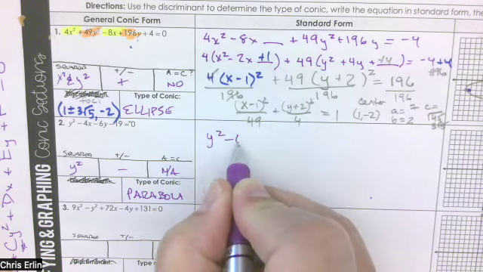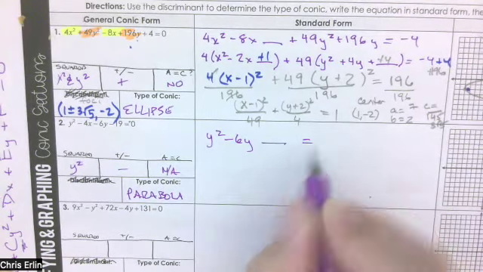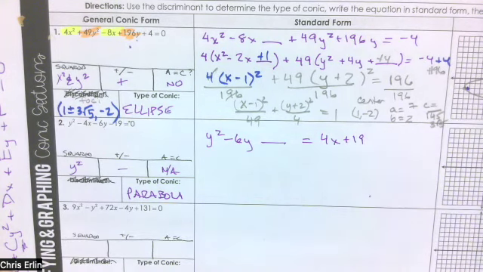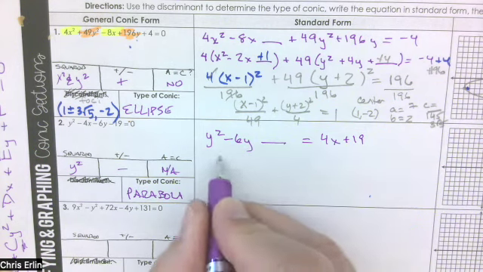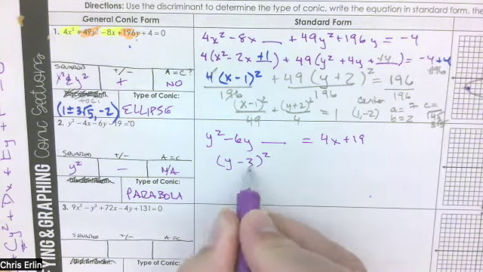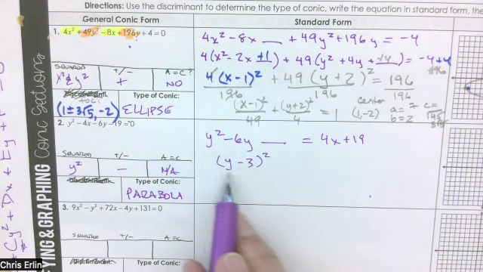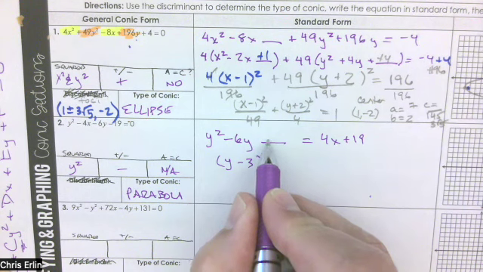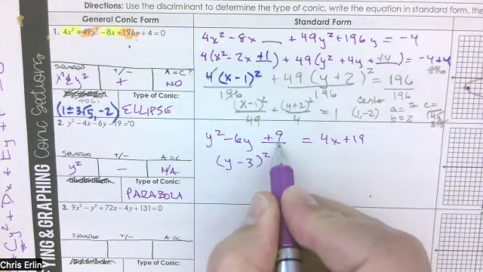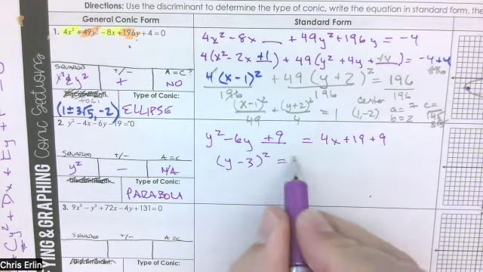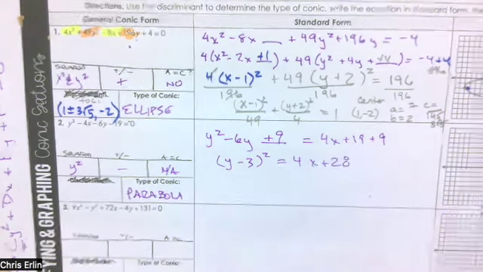Y squared, let's put it with the y, minus 6y, leave a space, and move everything else over to the right side. 4x plus 19. Now we're going to complete this square. So what would this have to have been if it were a perfect square? Good, y minus 3. And when I FOIL that out, I get y squared, minus 3y, minus another 3y is minus 6y. What goes here? Plus 9. And if I do that to one side, I got to add it to the other side. So plus 9 over here equals 4x plus 28.